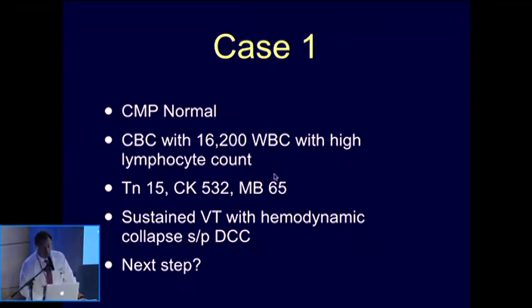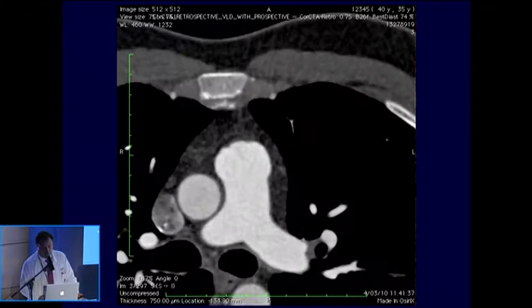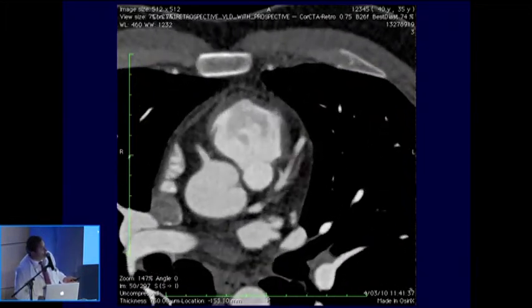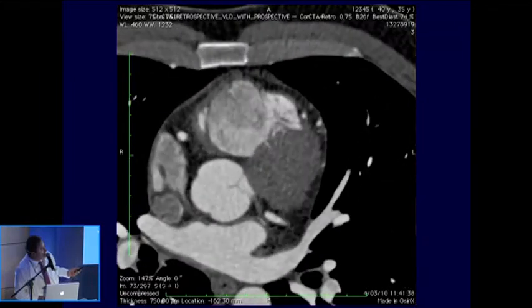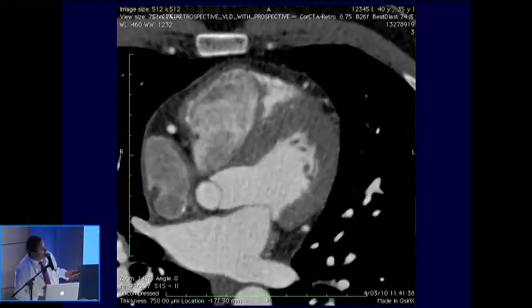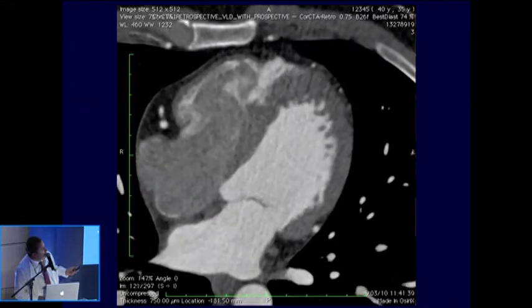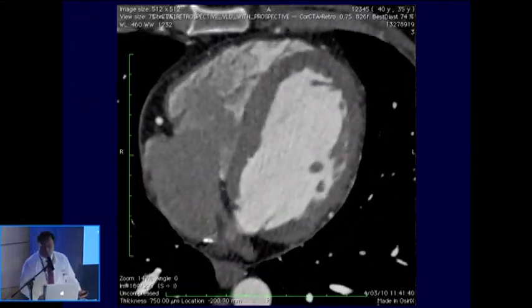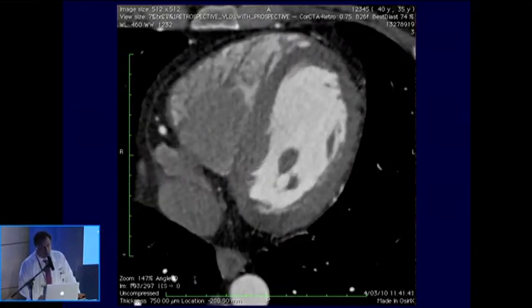CBC normal, with troponins and MBs which are markedly normal. He goes into VT with hemodynamic collapse and is resuscitated in the ER. Next step, we did a CT. You can see the main left, no plaques, the right coronary, the circumflex. It's a normal coronary artery study, which doesn't show anything significant.